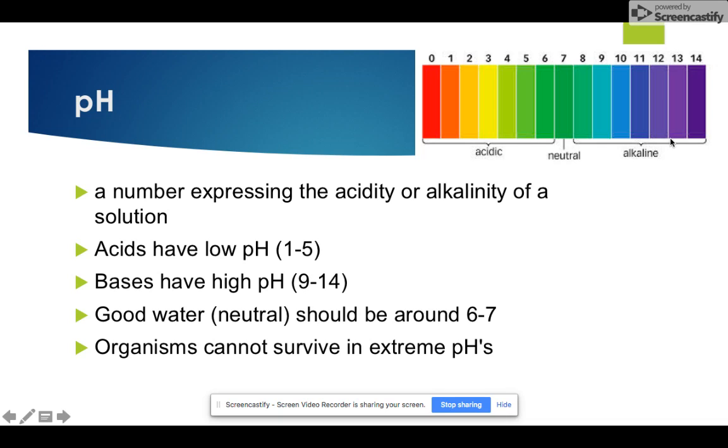A base usually has a pH of 9 to 14. That's like your bleaches, your baking sodas. Fertilizers are also bases, okay? Organisms can't survive in water that is very acidic or very basic. We like to have that for other organisms, plants, animals, and people. We like water to be neutral, around 6 or 7. That's what you really want.